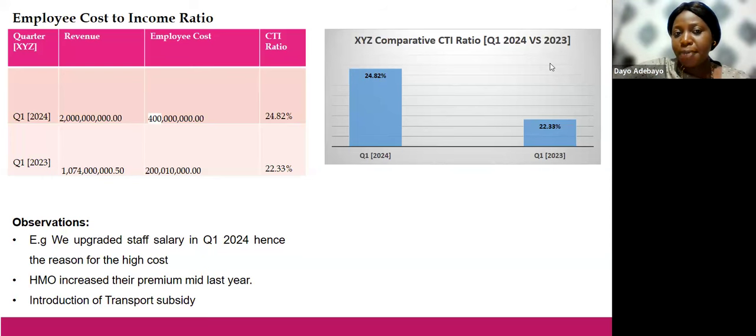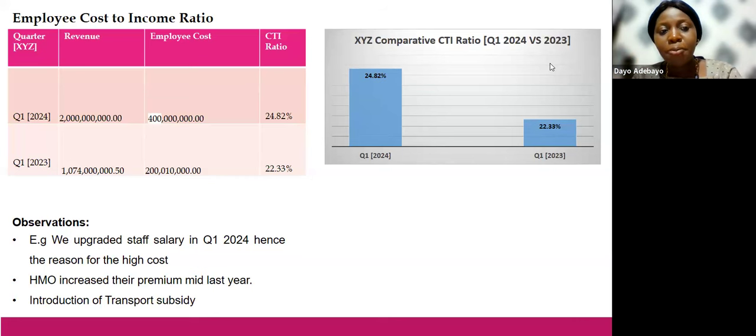So speak with them to be sure, because don't forget, they also are going to present their own. We said the report must be very accurate. So you need to compare the reports before putting it forward to the board members. Employee cost to revenue ratios show how profitable the business is. So if you have a revenue of 2 million and you have employee cost of 400,000, the cost ratio could be 24.82. Like I said, this is just an example.